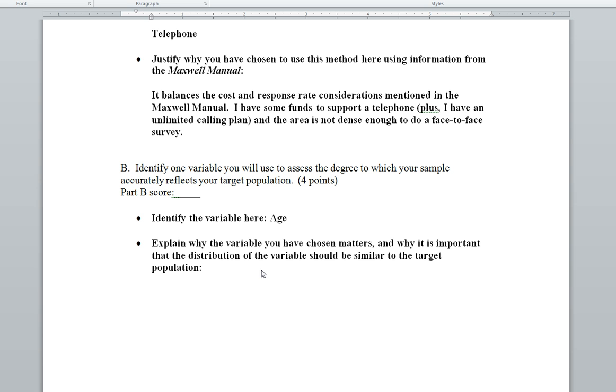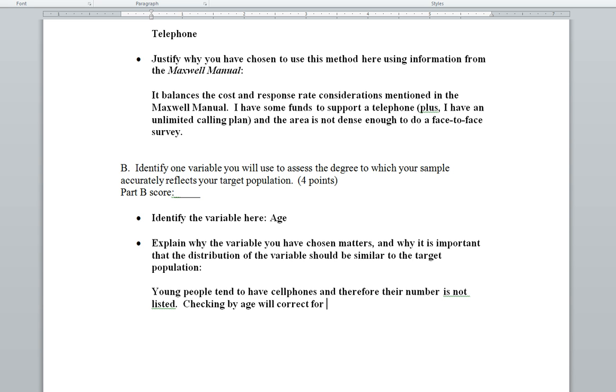Okay, so we've identified the variable age, and I'm going to say why it mattered. I'm going to say that young people tend to have cell phones, and therefore their number is not listed. Checking by age will correct for this undersampling. In addition, it is not related to the variables of interest for my survey. You also have to say why it's important, and the reason is as I showed you in the graphs.